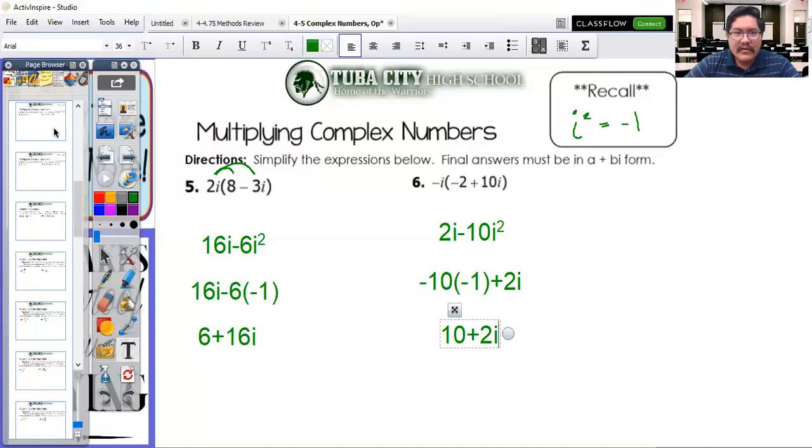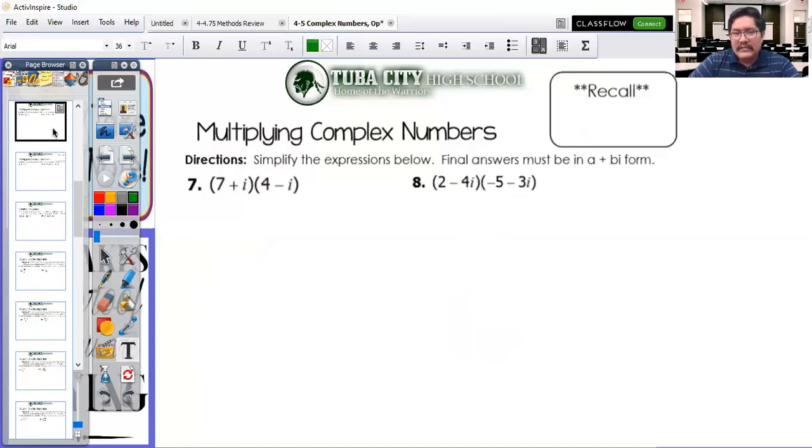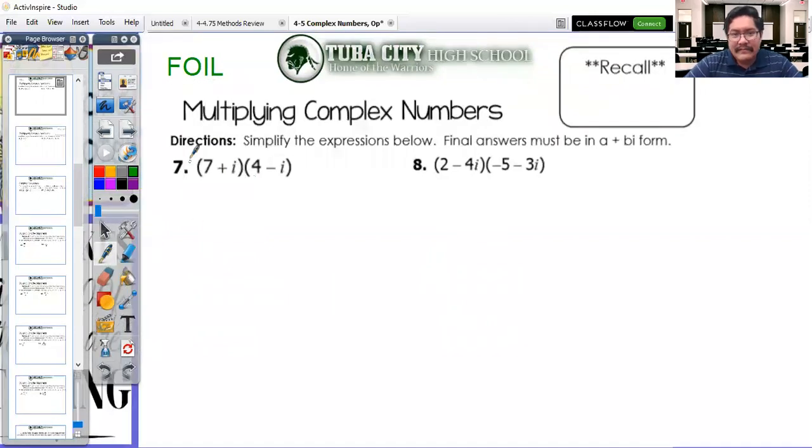All right, let's go ahead and move on to the next one. And this one looks like we're going to have to use our FOIL method. And I know we've been doing a little bit of factoring, and you probably already know the FOIL method. It was covered in Algebra 1, but remember, it just stands for first, outside, inside, and last. So we got to multiply each number. Basically what you're doing is you're multiplying it like a distributive. You're distributing 7 to both of these.